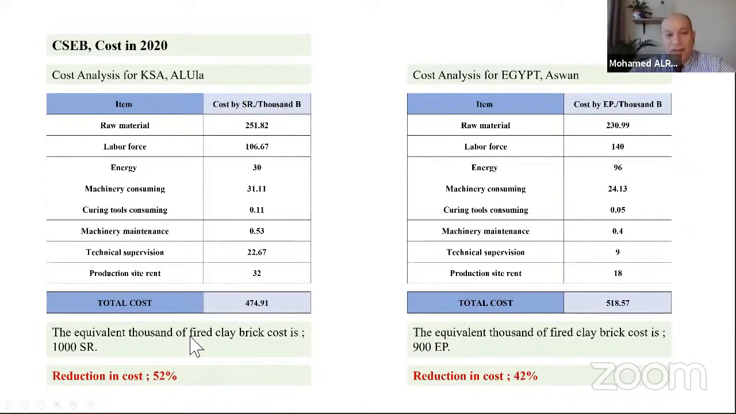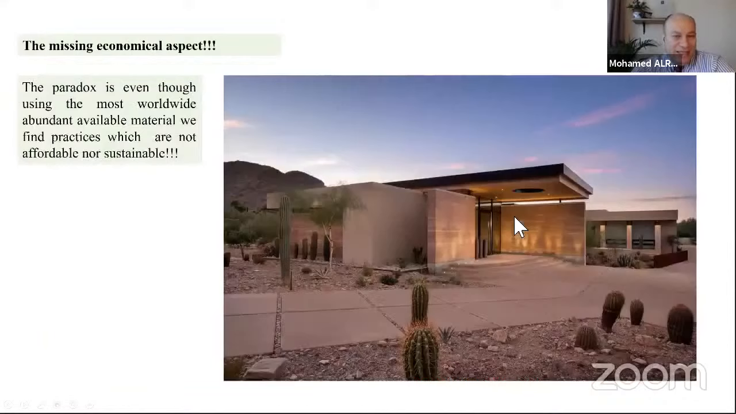And again, when we applied the same formulas and equations to another place in Egypt, in Aswan, very recently, 2 months ago, we again reached a considerable reduction in cost. I'm talking about the material itself. We reached about a 42% reduction in cost compared to the equivalent fired brick. So the problem is not related to the material itself. So what is the problem?